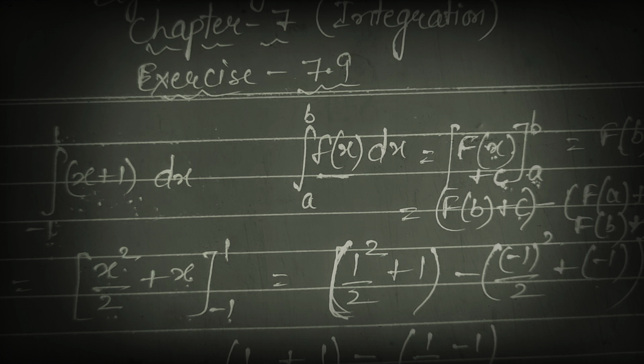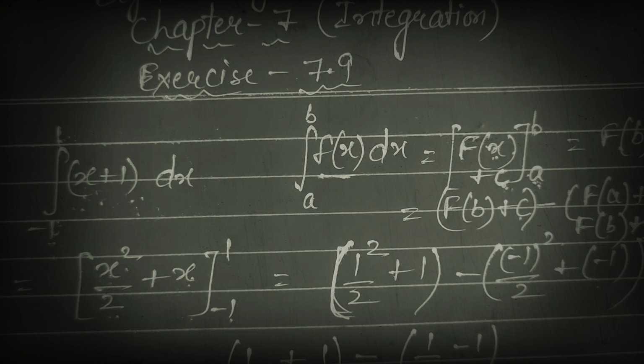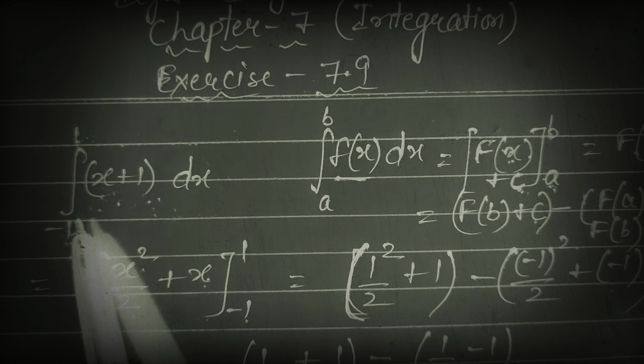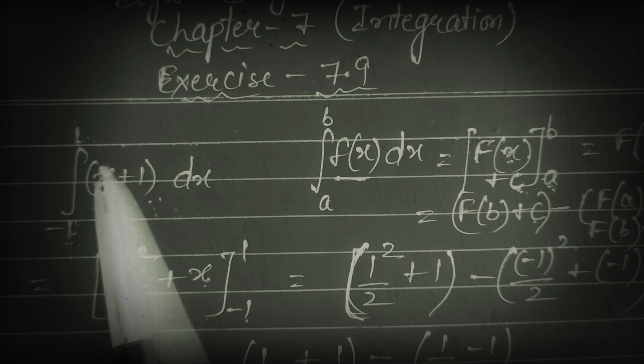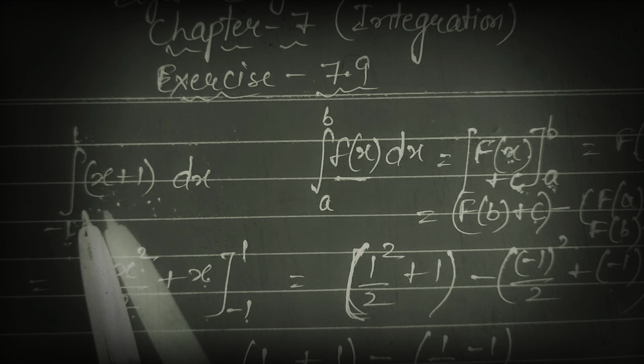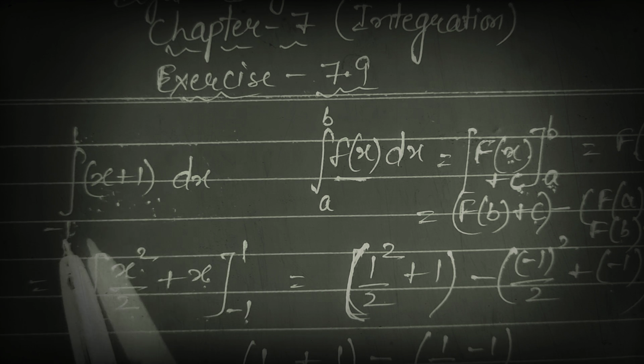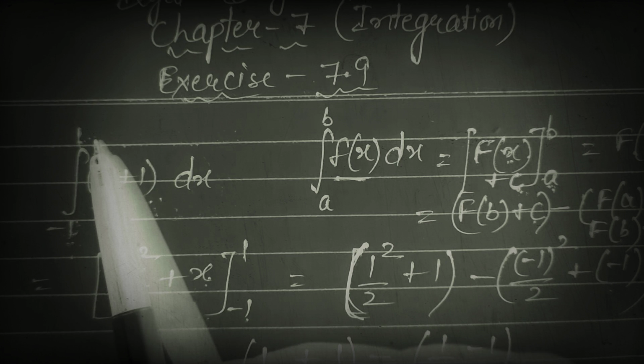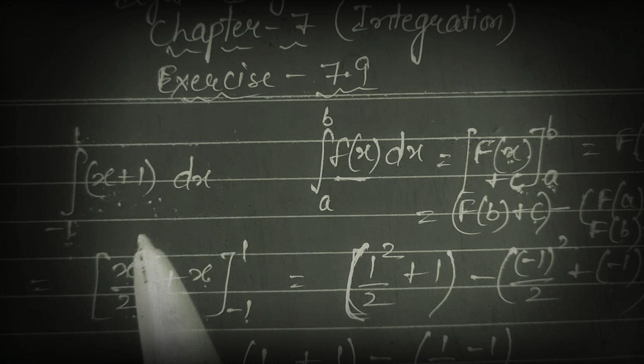Hello everyone. Today we will discuss definite integration. Suppose the function x plus 1 is given and it is bound by some limits. Then this is called definite integration. This is the lower limit, this is the upper limit. Then how will we solve it?